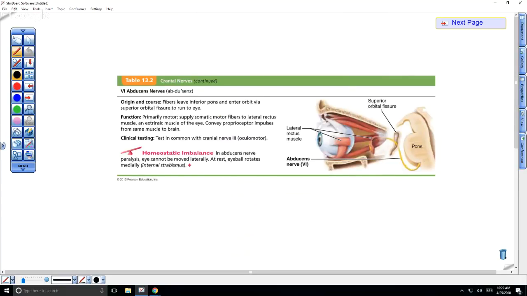Okay, so the next one goes back to the eye. So this is called abducens, and abducens is primarily motor. And so it, again, is just innervating those extrinsic eye muscles that allow the eye to move.